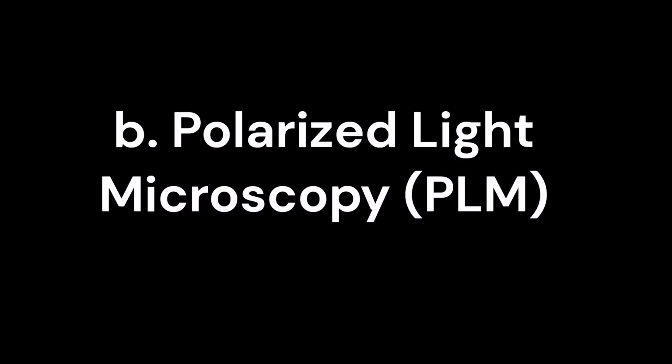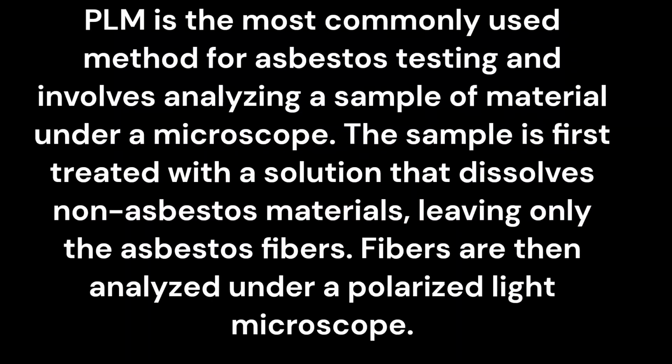PLM is the most commonly used method for asbestos testing and involves analyzing a sample of material under a microscope. The sample is first treated with a solution that dissolves non-asbestos materials, leaving only the asbestos fibers. The fibers are then analyzed under a polarized light microscope, which allows analysts to identify and quantify the asbestos content.